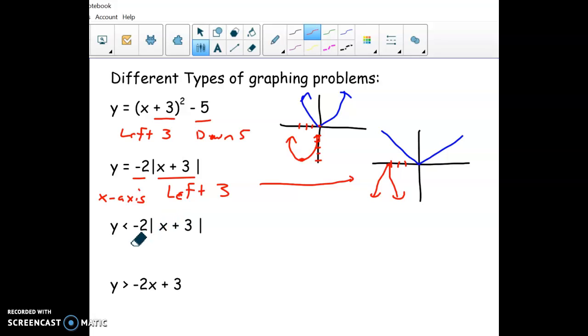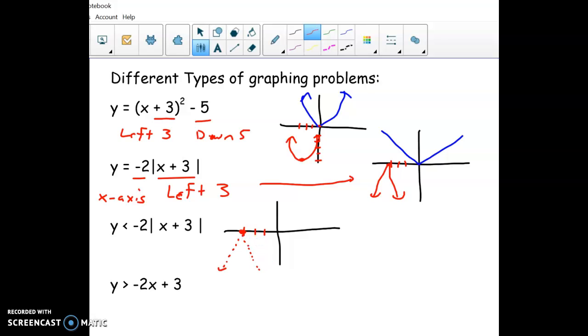All right, and then the next one here is the same graph, except now it's an inequality, right? So you'll have different shapes like U's and V's, but then you also have to watch for inequalities. So what would be different here would be the same things. I'd want to go left 3, and the V would be going down. But then if there's no equal to here, we draw a dashed V. If there was an equal to, we draw a solid.